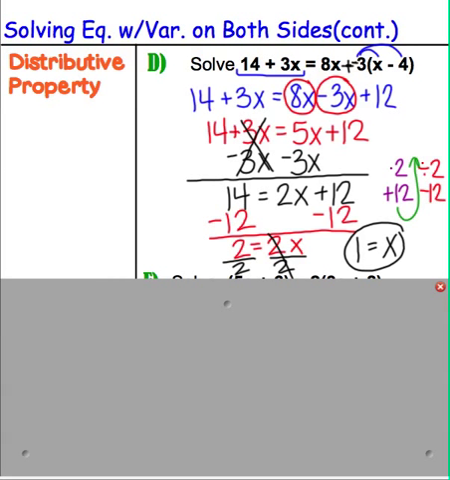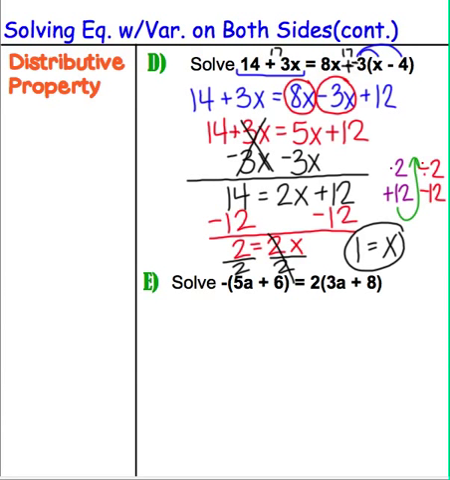And if I check that really quickly, 3 times 1 is 3, 14 plus 3 is 17. 1 minus 4 is negative 3. Negative 3 times negative 3 is 9. 8 times 1 is 8. 8 minus a negative 9 is 8 plus 9, which is 17. So yes, it does work out. Let's look at another one.